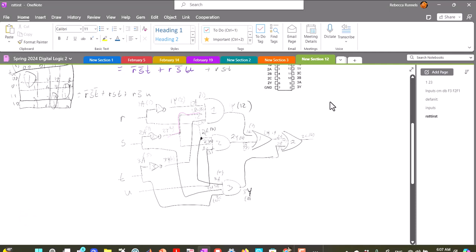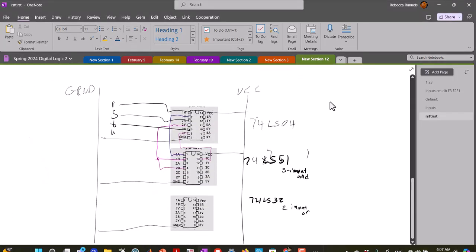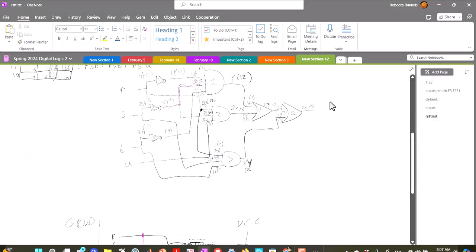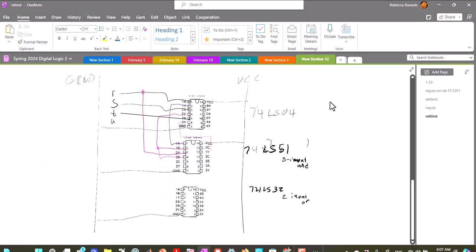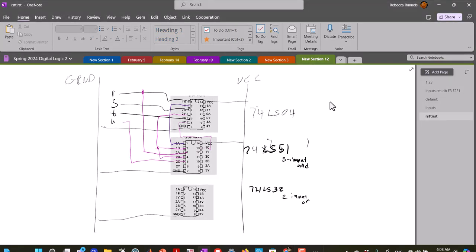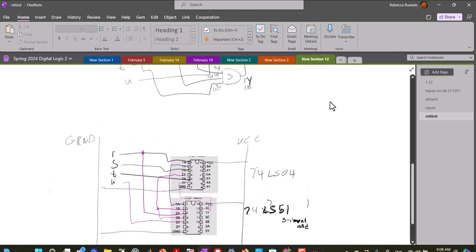Alright, and then 2A is R, 2B is not S, so R is 2A pin 3, 2B I've got that, 2C is U, and gate 3 is R, S, and T.